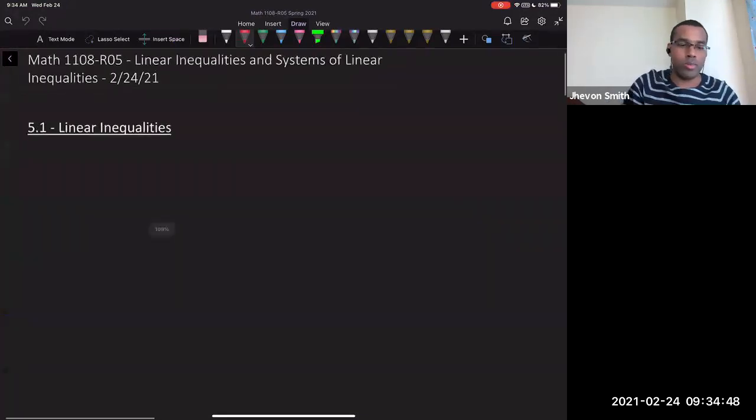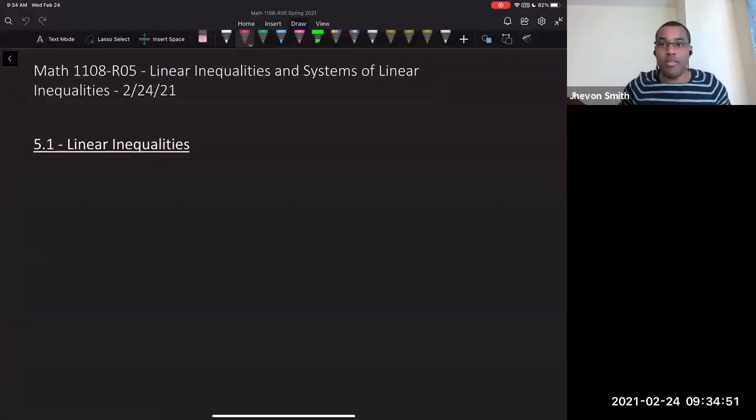Okay, so we are going to start chapter 5. Last time we already looked at setting up systems of equations, linear equations, and solving them. Now we're going to start dealing with linear inequalities. The main goal of chapter 5 is in section 5.3, where we're going to be doing linear programming. However, we need to build up to that point, so we're going to start very slowly with the basics. I'm going to give you all the definitions.